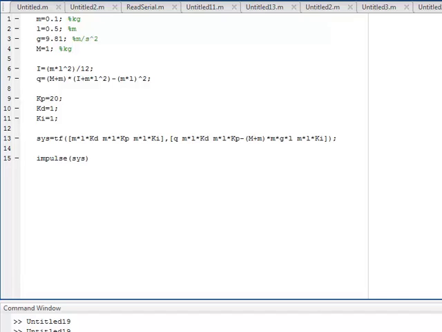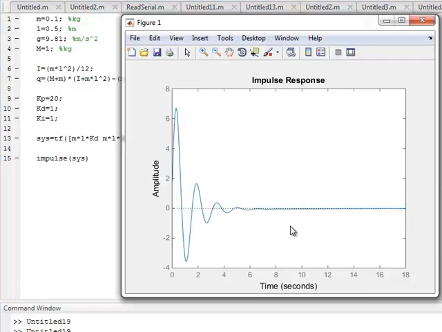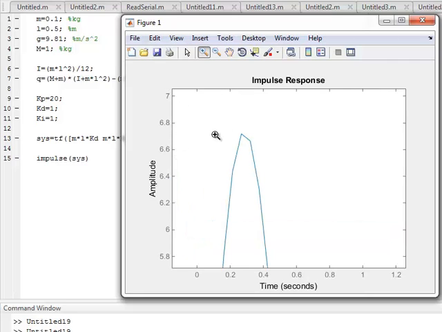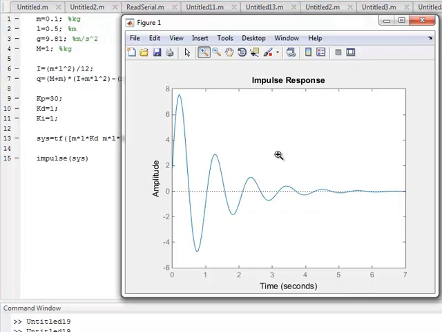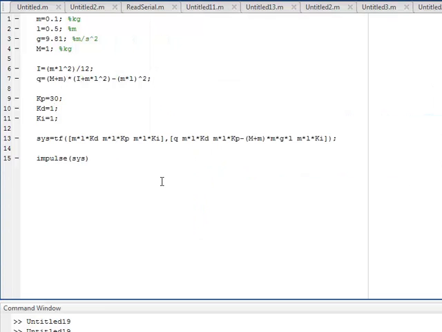Let's look back at Kp equal to 20. Here, the maximum amount of swing in the pendulum is above 6 but below 8. It's about 6.8 or so. What happens when we make Kp equal to 30? Here, the peak is even higher. So going from 20 to 30 did not improve the response. What happens if we increase Kd?